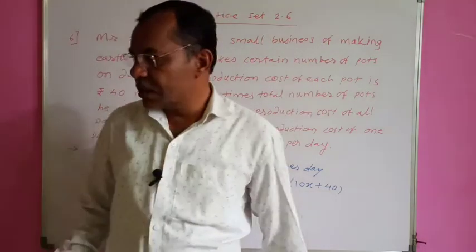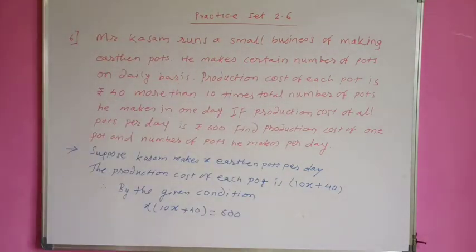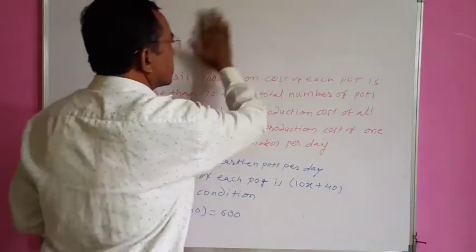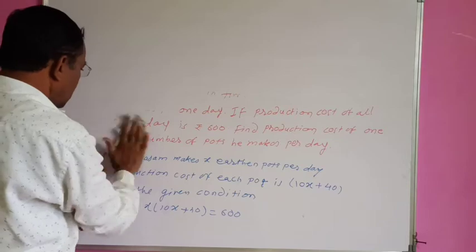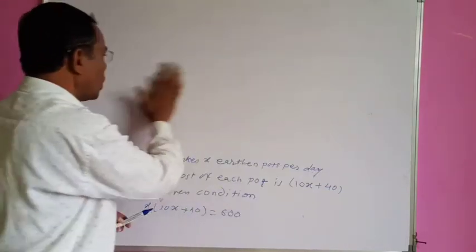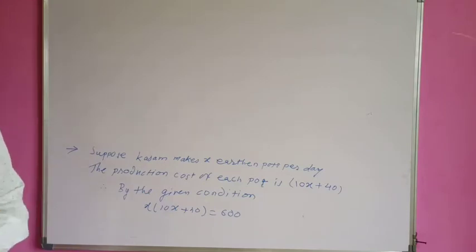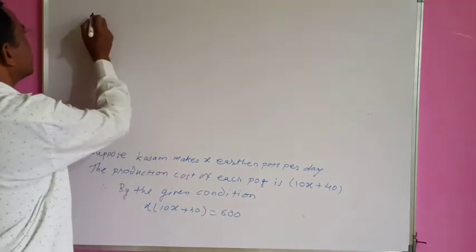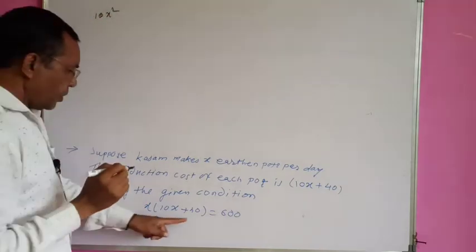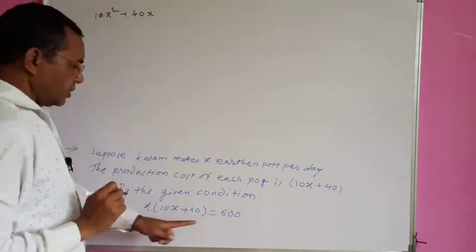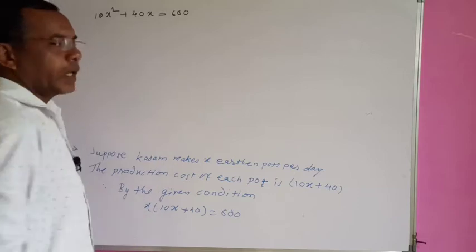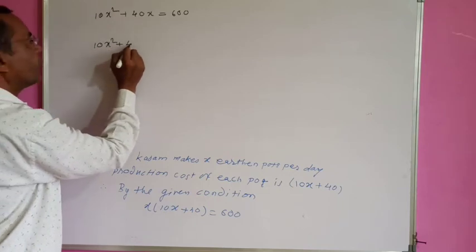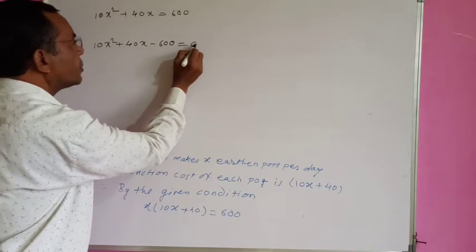I will erase the example and continue at the top of the board. We will multiply X into the bracket. X into 10X is 10X square, plus 40 into X is equal to 600. Now 600 comes here and becomes minus 600. Therefore 10X square plus 40X minus 600 is equal to 0.